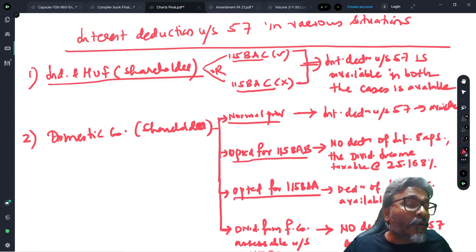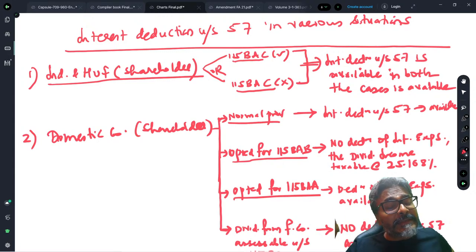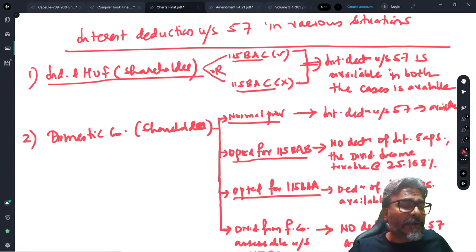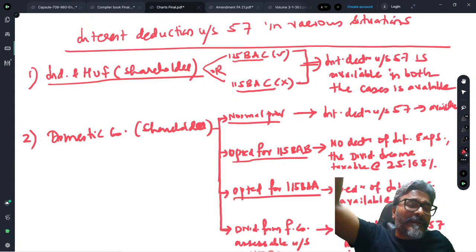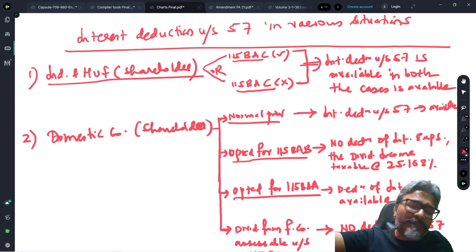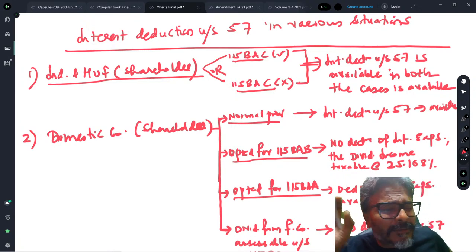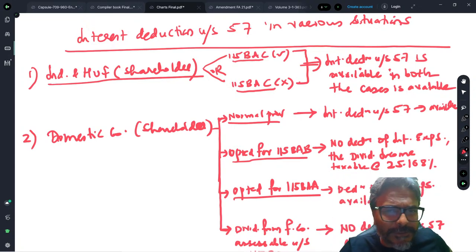There is no embargo or restriction under 115BAC on whether the interest expenditure under section 57 will be allowed as deduction. Yes, it will be allowed. No restriction. There are some other restrictions, like family pension and the children exemption of 10(32). There are other restrictions, but not on interest expenditure.